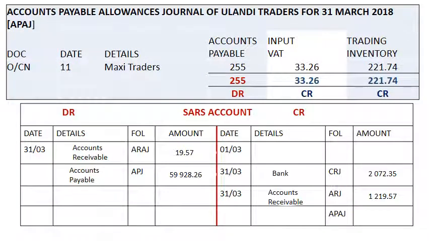The input VAT column will be posted to the credit side of the SARS account in the general ledger at the 31st of March. Details, accounts payable, posted from APA, amount as shown in the journal.